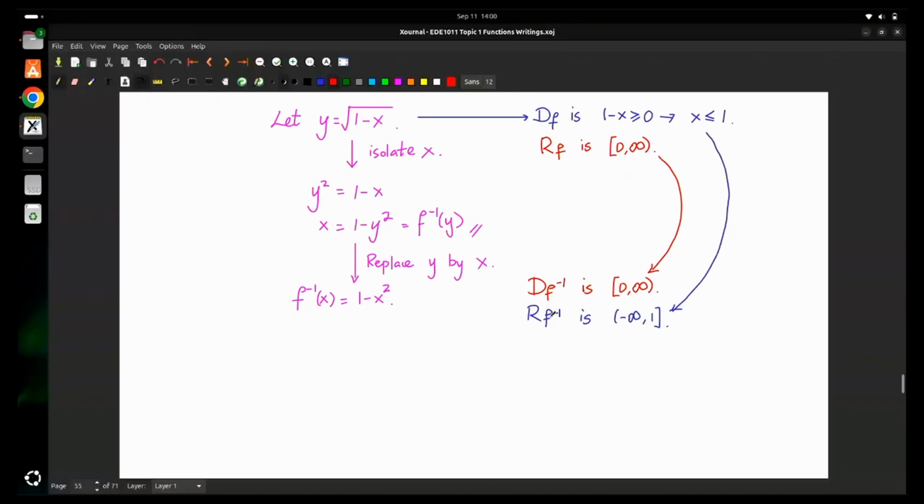Is that right? So now, what happens if you try to analyze the domain from here directly? It's wrong, right? The domain of f inverse directly, the domain of f inverse is R, because in 1 minus x squared, x can be anything. You can still calculate 1 minus x squared. But isn't this not correct? This is wrong, because the correct one is here.